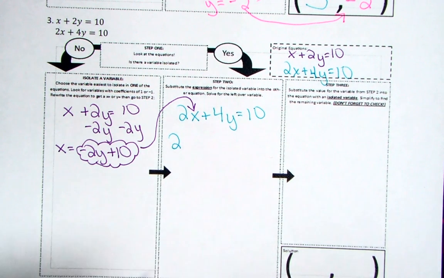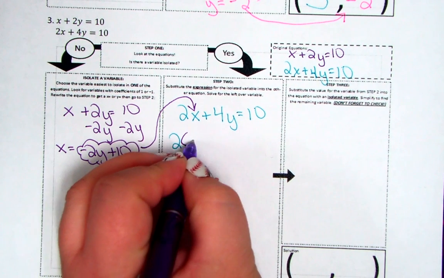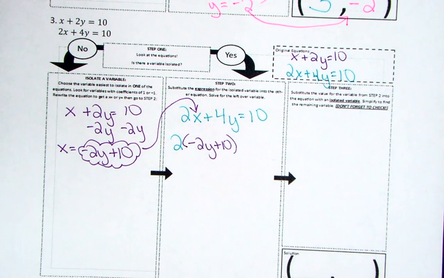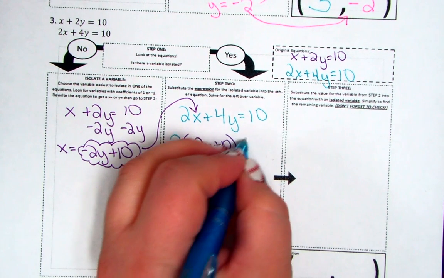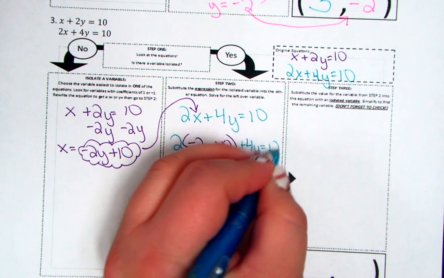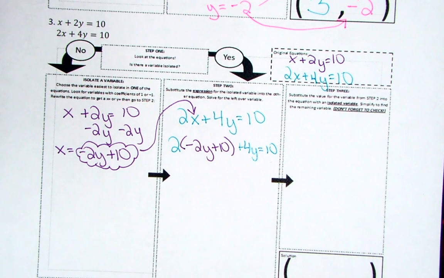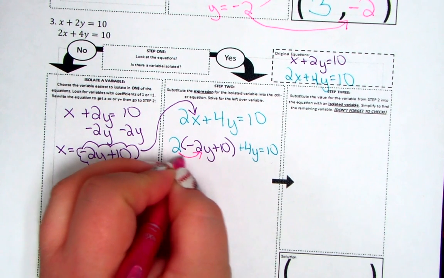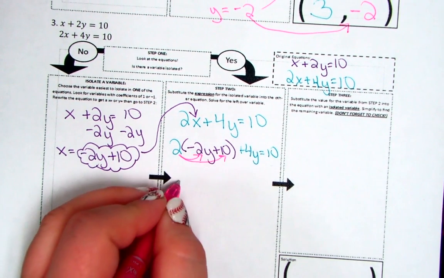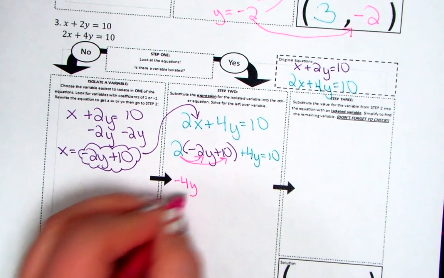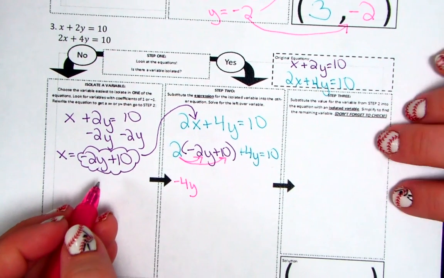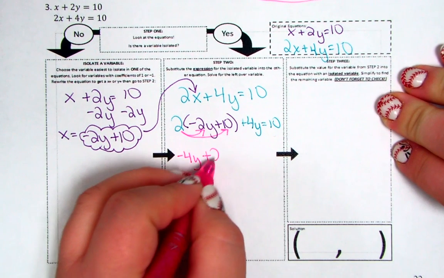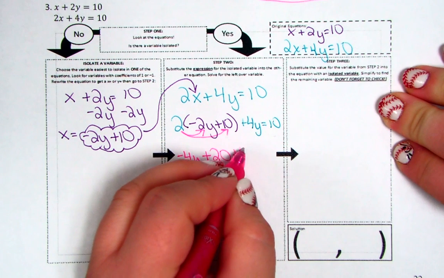2 times parentheses negative 2y plus 10, plus 4y equals 10. Now we can distribute. 2 times negative 2y gives me negative 4y. 2 times positive 10 gives me positive 20.